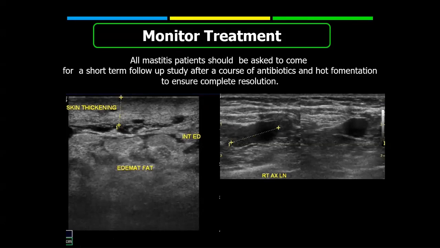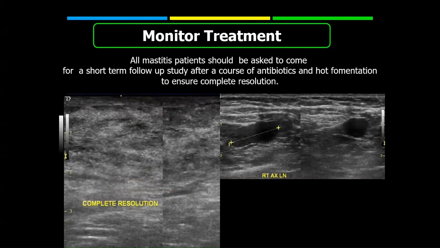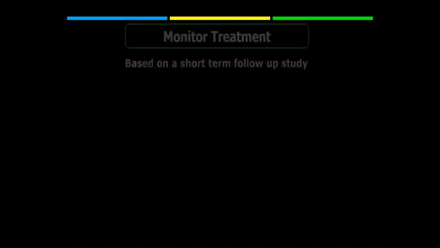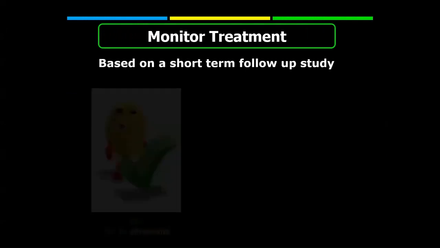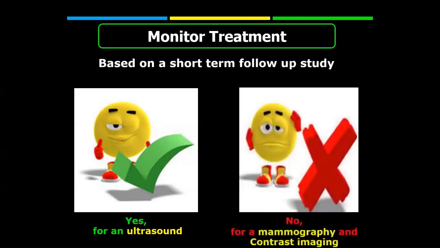She was given antibiotics and hot fomentations, and she was asked to come for a follow-up. On her first follow-up, the condition markedly improved, and on the second follow-up, she returned to normal. There was complete resolution of the mastitis, and even her axillary lymph nodes returned to their original appearance with a preserved fatty hilum. And this was a case of simple lactational mastitis. And so based on a short-term follow-up study, we will again say, yes, go for an ultrasound examination, and no, do not perform mammography and contrast imaging based on a short-term follow-up.